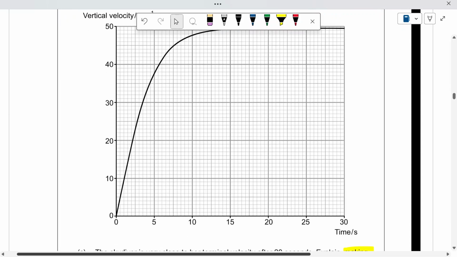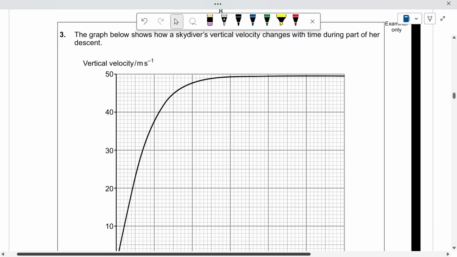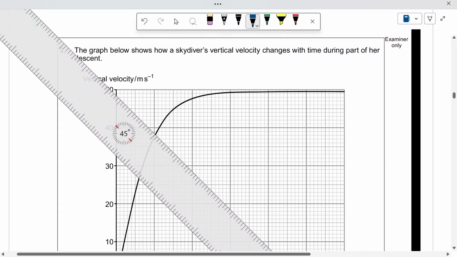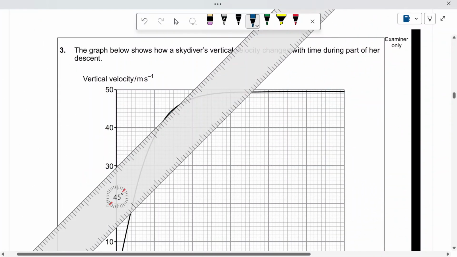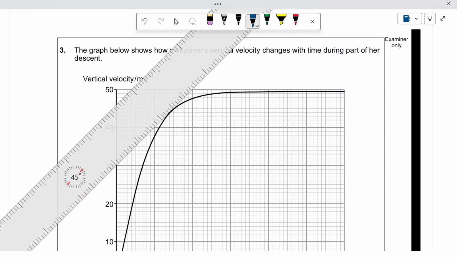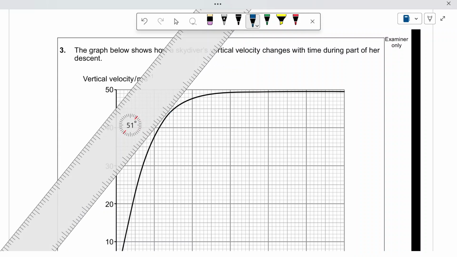After 7 seconds, so let's have a look at our scale, 6, 7. So that is at this point. So to get the acceleration at that point, we're going to need a gradient for this graph. So I'm just going to draw on a tangent. At that point, I'd like that to be a little steeper, I think.